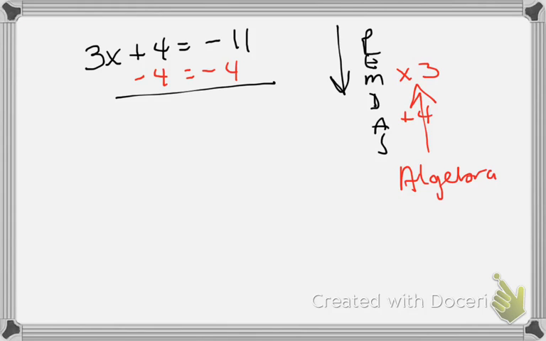This becomes a zero pair. A zero pair is when you have a number and its opposite. That means one's a plus, one's a minus. It's the exact same number, except they're opposite, and their total equals 0. So we call that a zero pair.